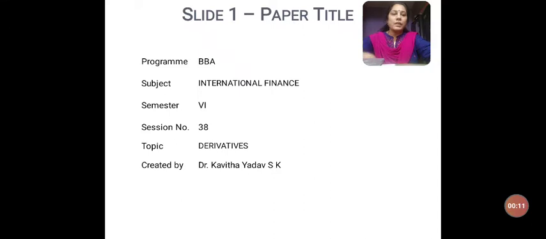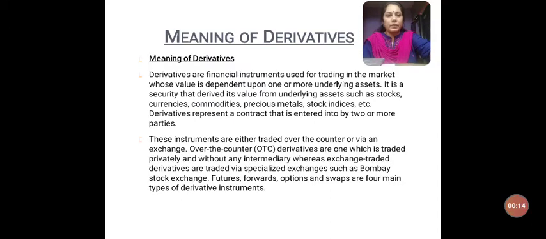Today's topic is derivatives. So let us know more about derivatives. Firstly, the meaning of derivatives. Derivatives are financial instruments used for trading in the market whose value is dependent upon one or more underlying assets. It is a security that derives its value from underlying assets such as stocks, currencies, commodities, precious metals, stock indices, etc. Derivatives represent a contract that is entered into by two or more parties.